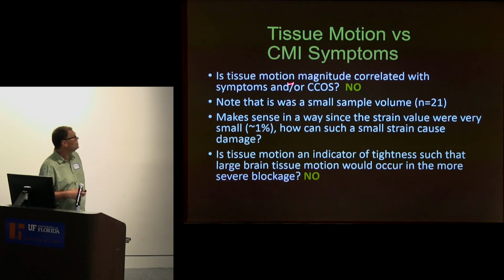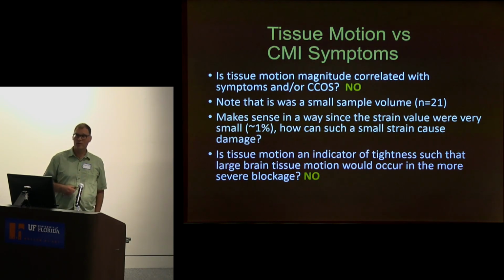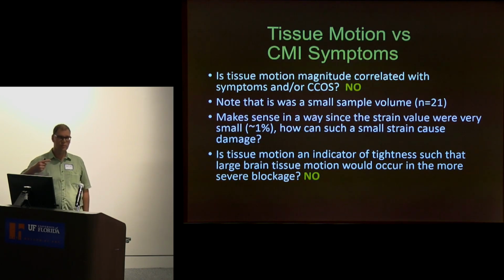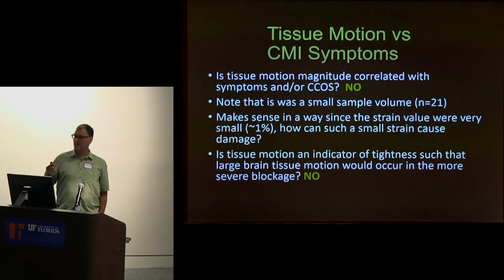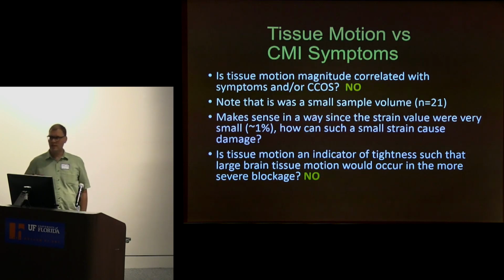So is tissue motion magnitude correlated with symptoms and/or COS? No. But it was a small sample, N of 21. We have now, in our latest group, asked a lot more questions, with a lot more detail. So I'm hoping that something comes out of it. But to be honest, I'm not absolutely confident that it will.